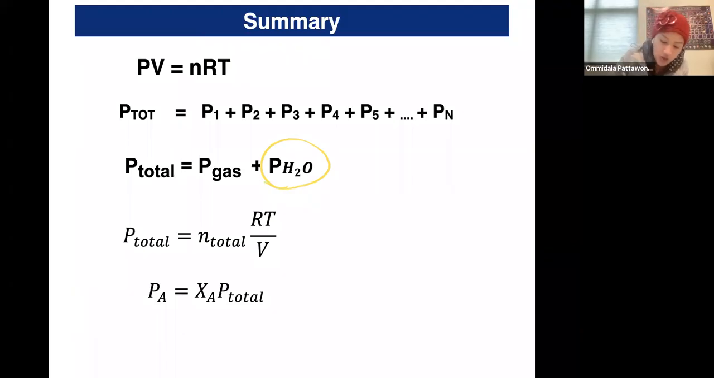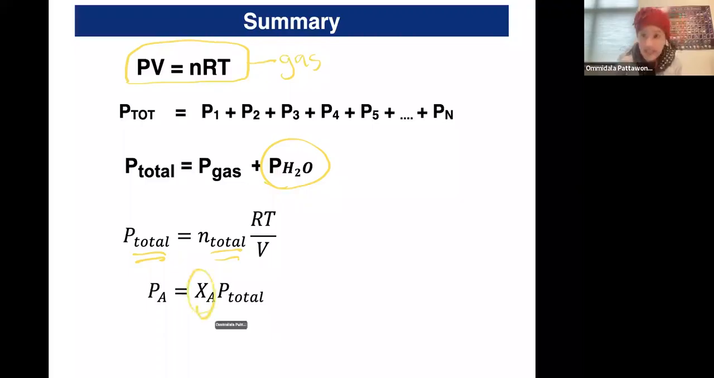Right. And if you're using PV = nRT, you need to make sure that these belong to a specific gas, right? Unless you are looking at the total pressure and total moles, then you can just add all of them together. Okay. And then we're also looking at the mole fraction of gases as well. So that's just the summary of this lecture 9.5.